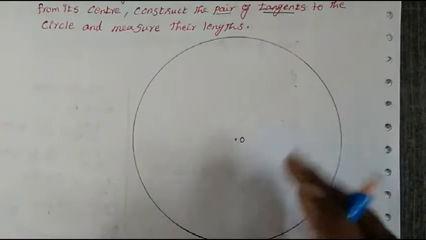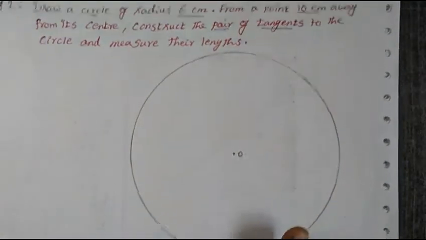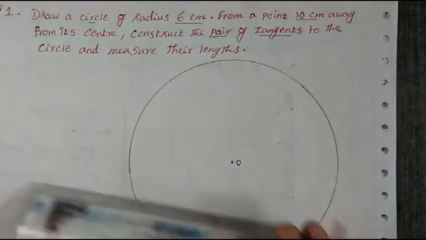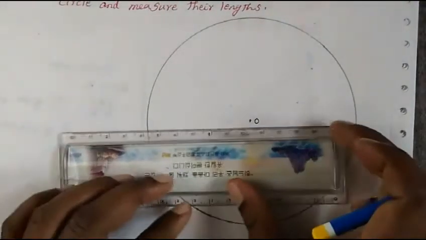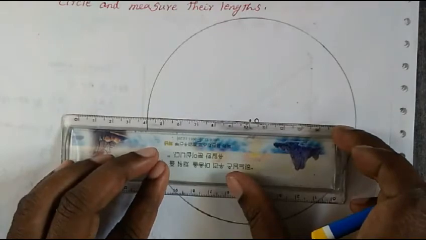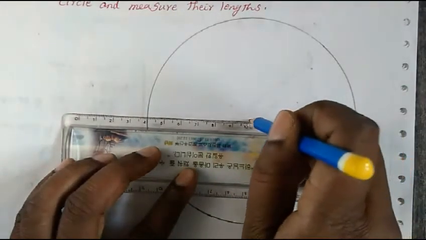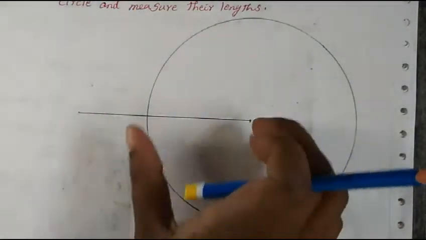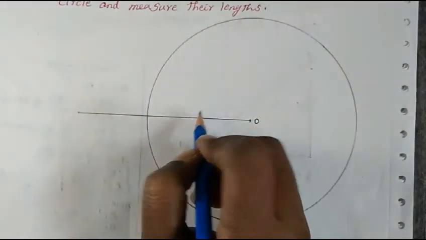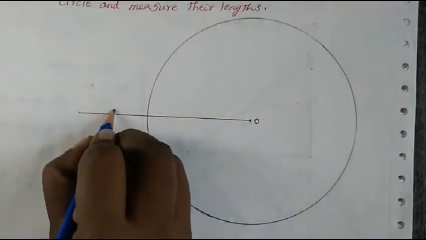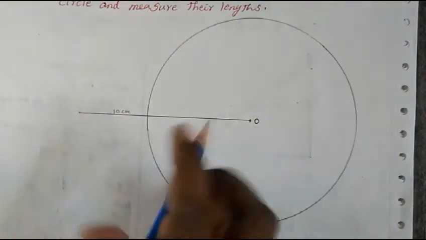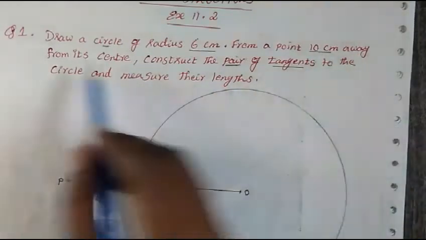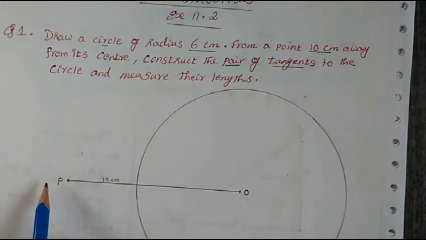So we have to draw a tangent, but where? 10 centimeter away from the origin. So let us take 10 centimeter away from the origin. So this is 10. Okay, draw a line. Now the radius of this circle was 6 centimeter and from the origin it is 10 centimeter, so we keep this as point P. So P is 10 centimeter away from its center.